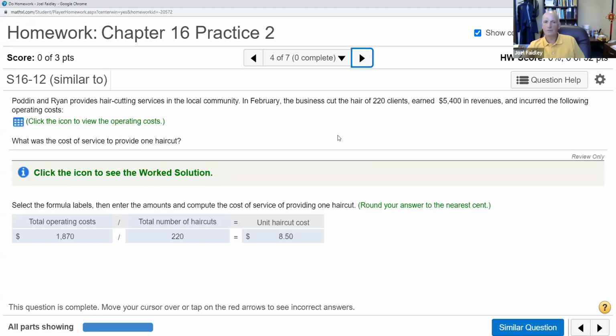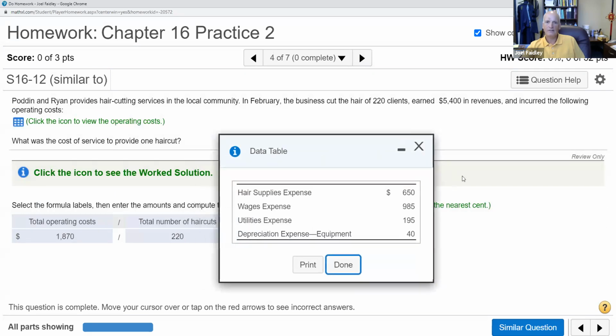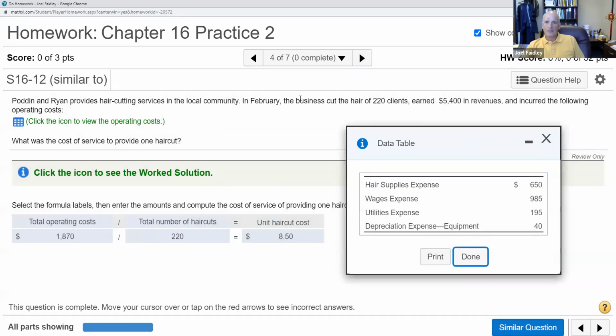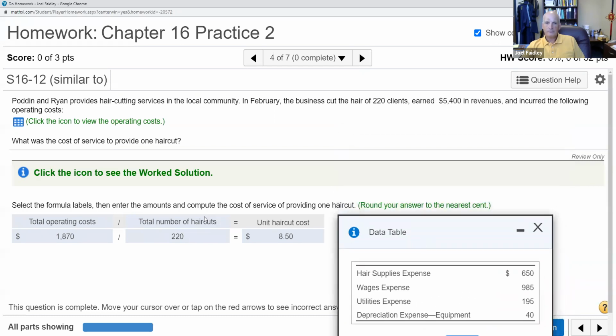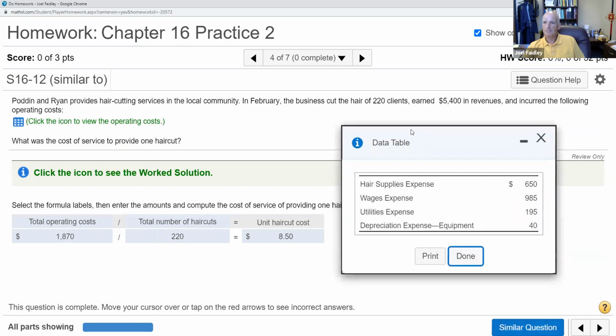Four, now we're looking at a service company. Somebody provides haircuts. It says they cut the hair of 220 clients and earned $5,400 in revenue, incurred the following operating costs. But the question is, compute the cost of service of providing one haircut. It doesn't say anything about profit. What's the cost associated with that? So the $5,400 is irrelevant. I've got hair supplies expense of $650, wages, utilities, depreciation. If I add all that up together, that should be $1,870. Divided by 220 says it cost me $8.50 to give one haircut.